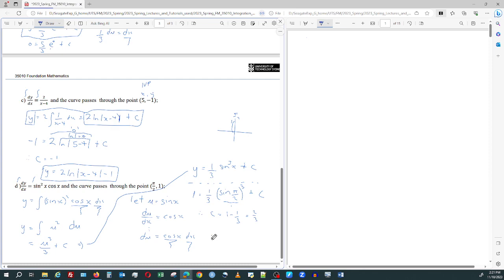So our particular solution is 1/3 sine cubed x plus 2/3. So that's our particular solution. That was our general solution.